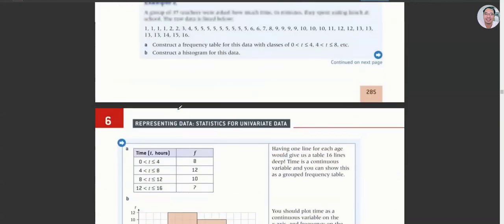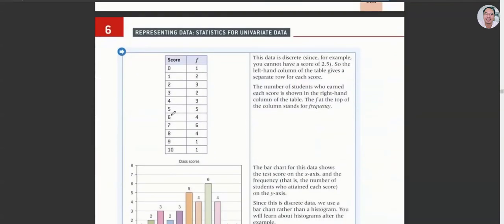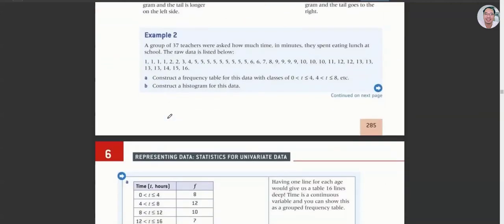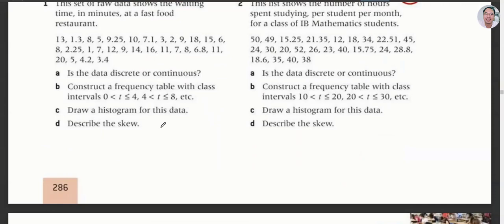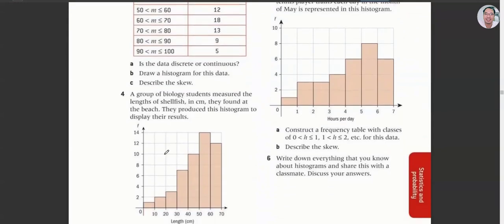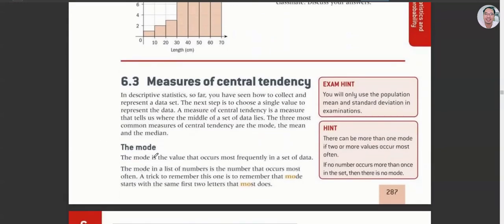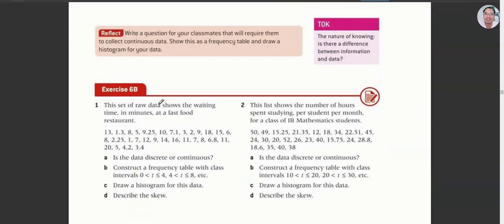I'm checking from exercise 6A if we need to do that representation. Bar chart, example 6B. So 6A is another type of exercise. Waiting time at a fast food restaurant, the data is definitely discrete, construct a frequency table. We definitely can do that, through a histogram.